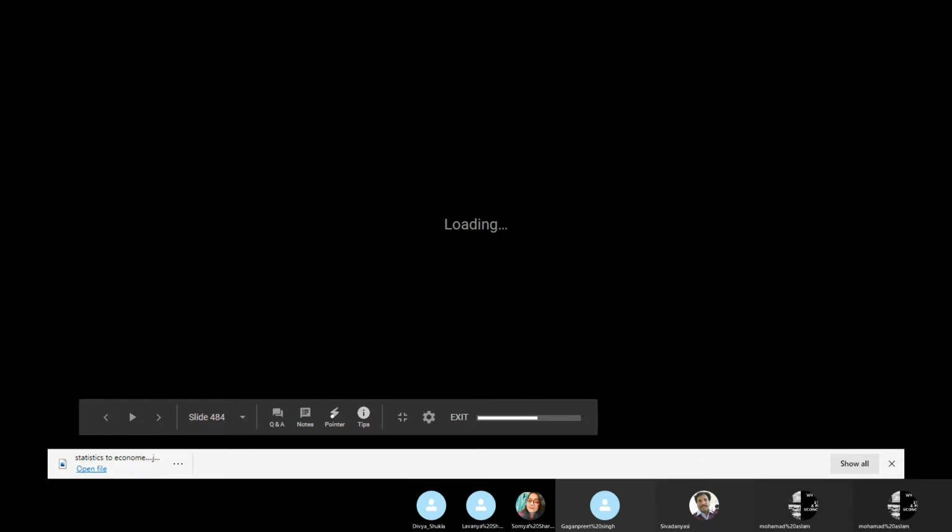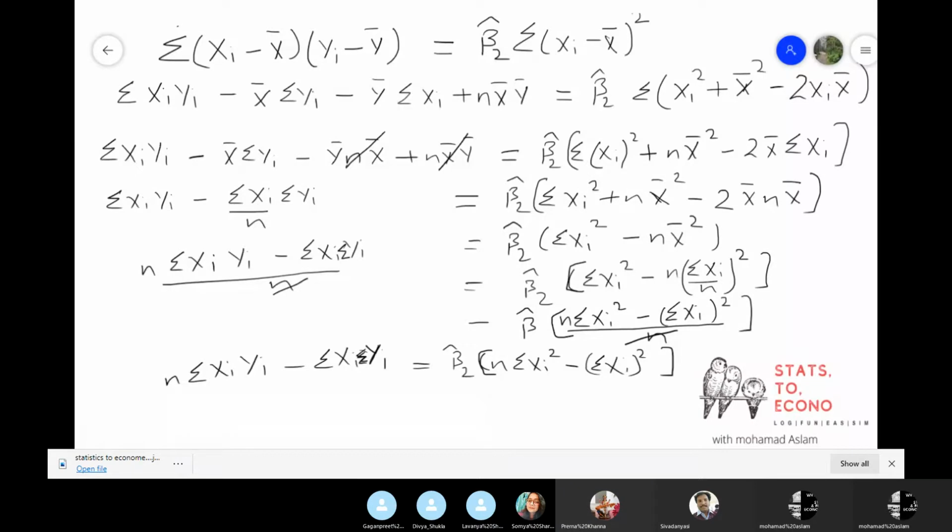Okay, who's present? Divya, Gagan, Lavanya, Sivasar, Soumya. Okay, so 8 of us. So maximum not attending. Okay.